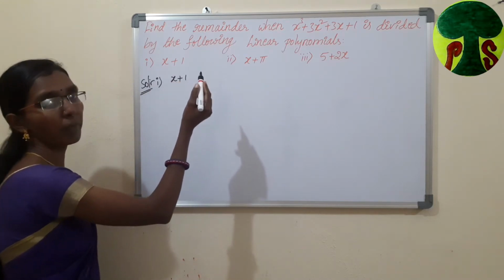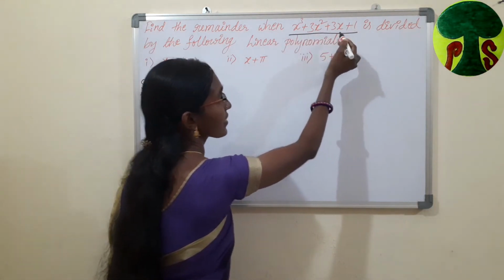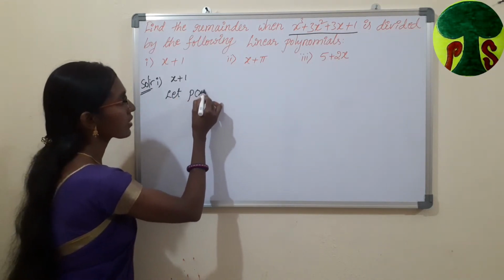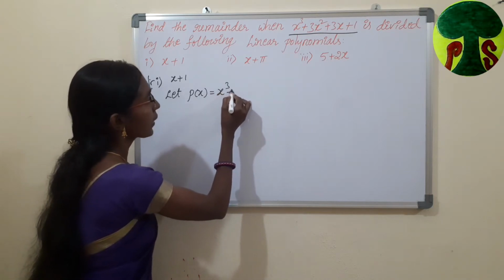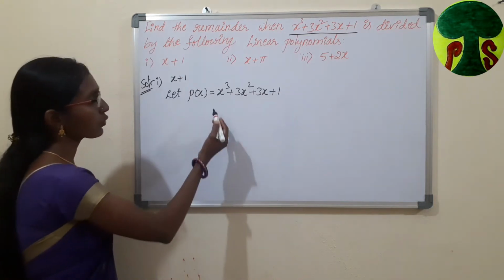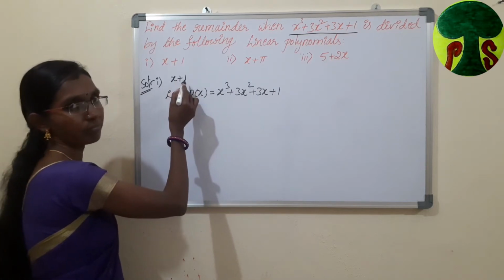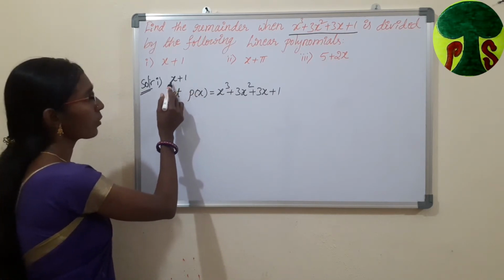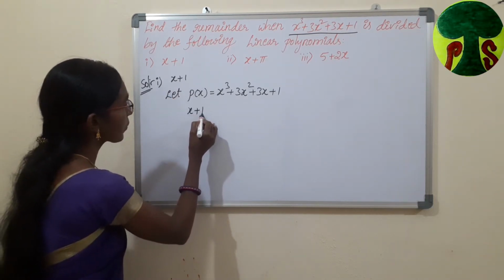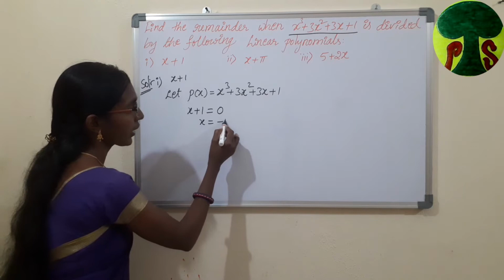And the given polynomial is x cube plus 3x square plus 3x plus 1. Let us consider the given polynomial as p of x is equals to x cube plus 3x square plus 3x plus 1. Now we have to find the remainder of this polynomial when it is divided by x plus 1. Further, I am finding the 0 of the linear polynomial x plus 1. To find the 0 of the linear polynomial x plus 1, we have to equal that to 0. From this, x is equals to minus 1.